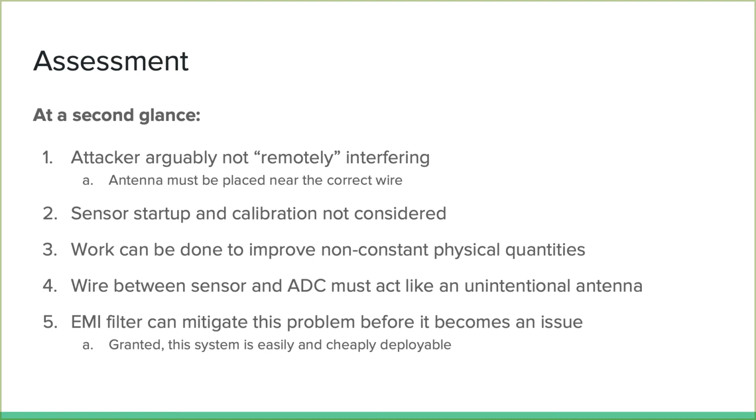Another one is that the wire between the sensor and the ADC must act like an unintentional antenna. It must be long enough and it must be exposed in the system, which leads into my final point, which is that there are EMI filters that can mitigate this problem before it's even an issue, before an attacker can subject a sensor to this environment. But granted, the system is easily and cheaply deployable, so it's a valid solution to detecting attacks in this way.